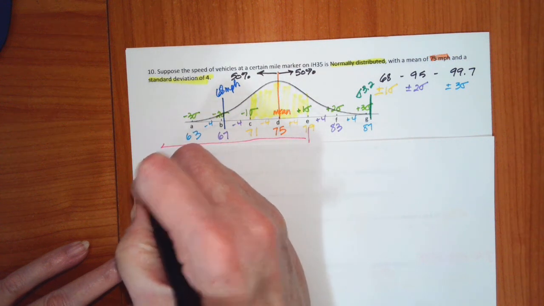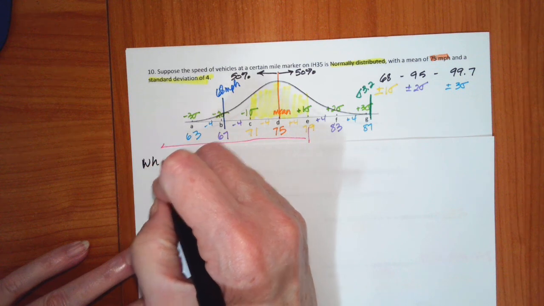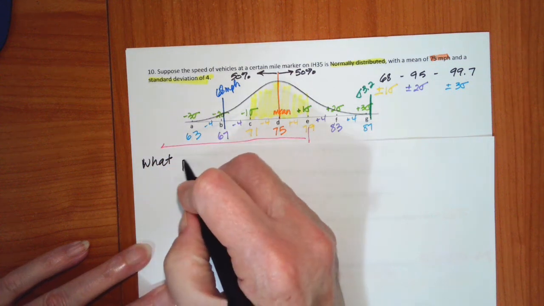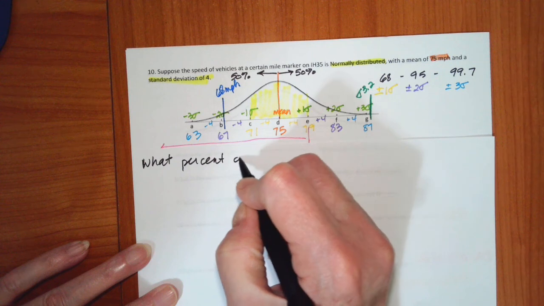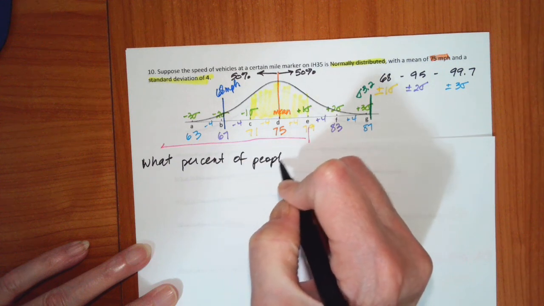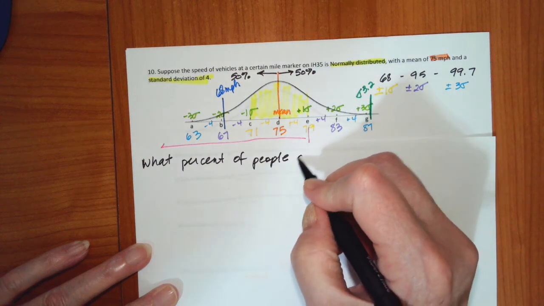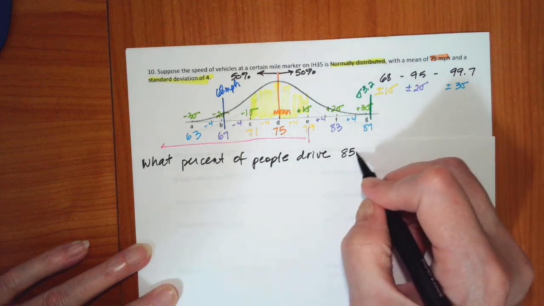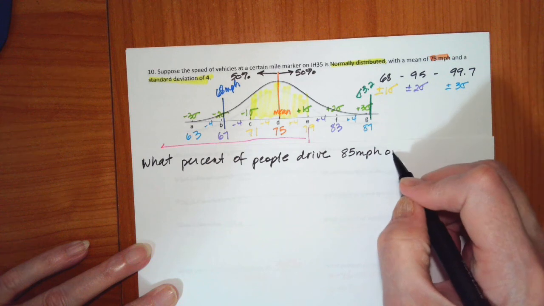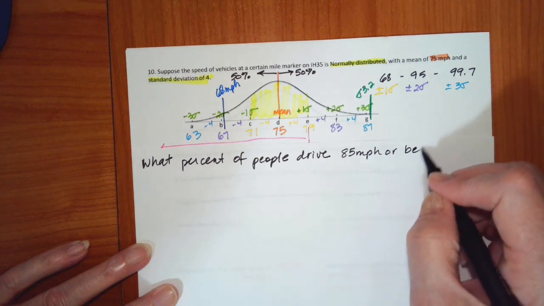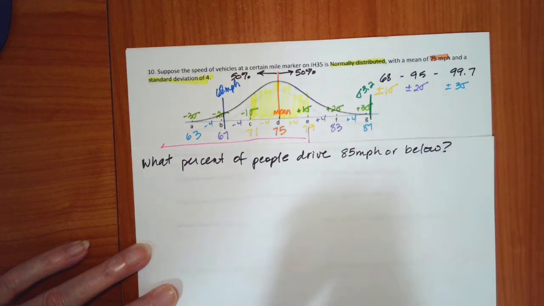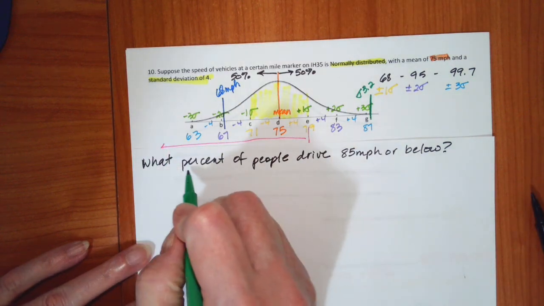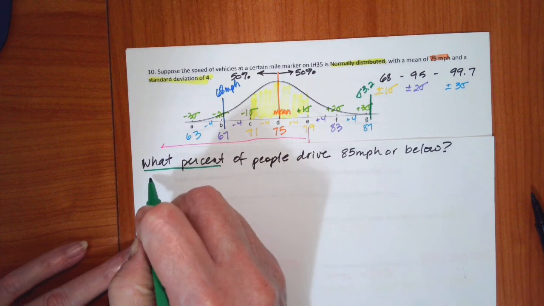So I'm going to ask what percent of people drive 85 miles per hour or below. This is asking for the percentile.